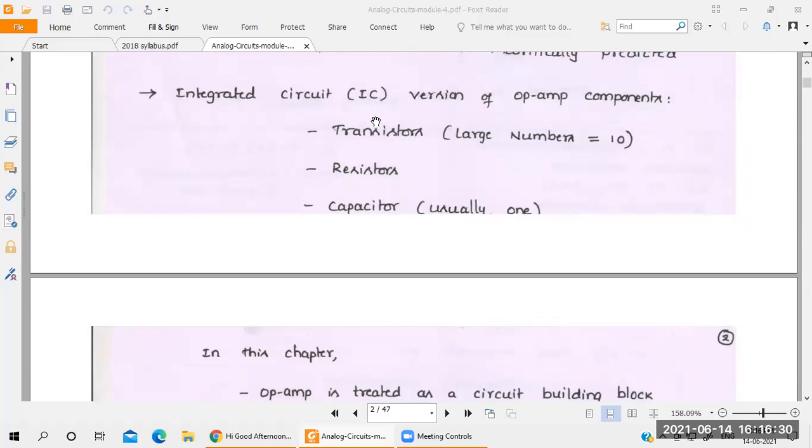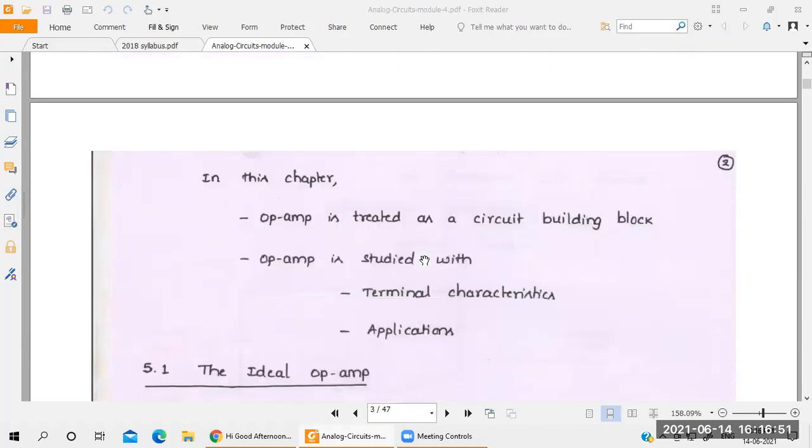Transistors they will use here, up to a maximum of 10 transistors. Here they will use the resistors and also the capacitors. Okay, these are the different elements they can use for the op-amp design here. Understood? So these are the op-amp components. Within the ICs, they have connected transistors, resistors, capacitors.